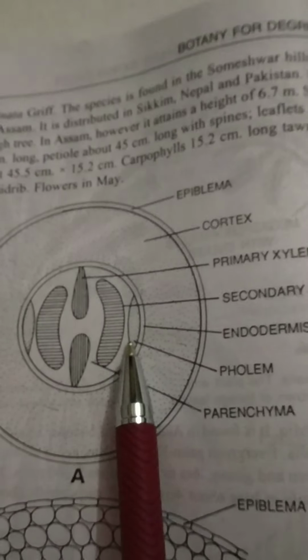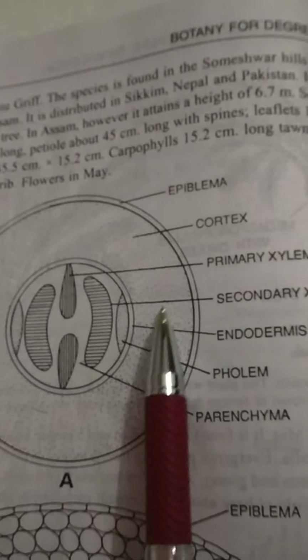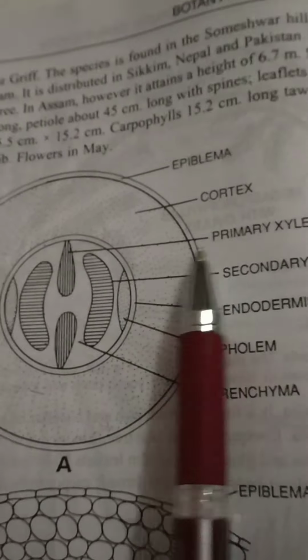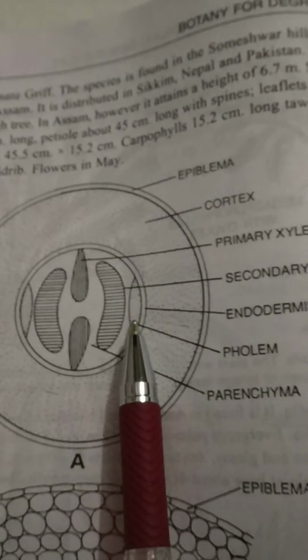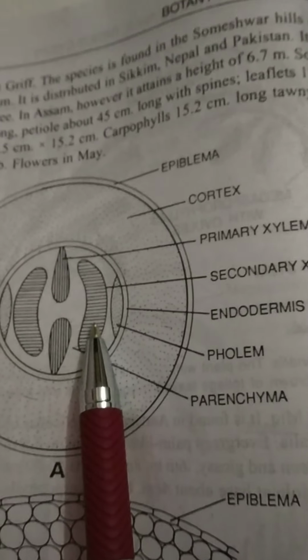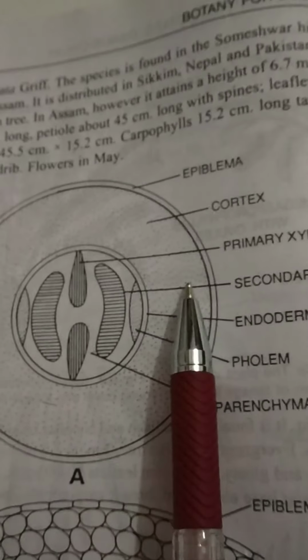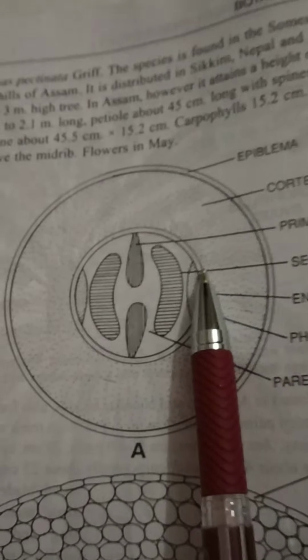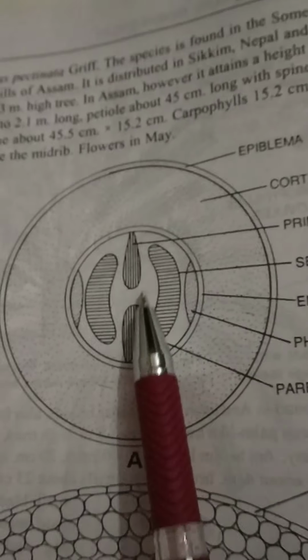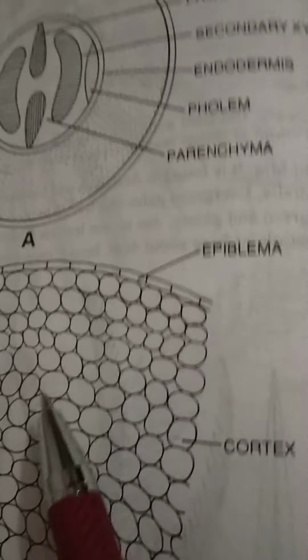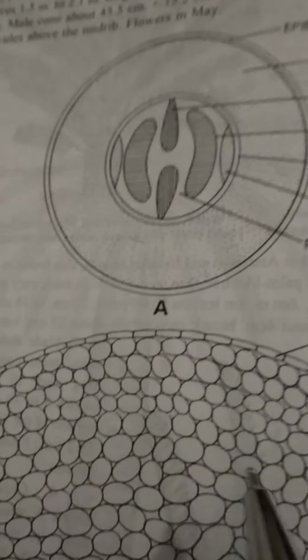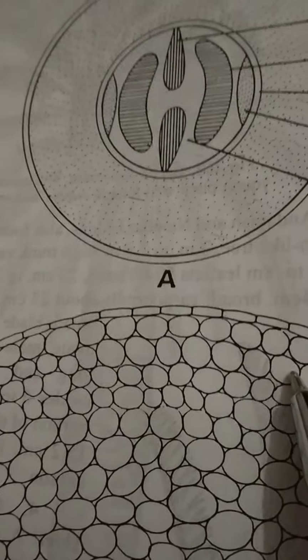This one is the primary xylem, and this one, the bigger one that you can see here, is marked as the secondary xylem. Now we will begin by studying in detail the internal structure of Young root.